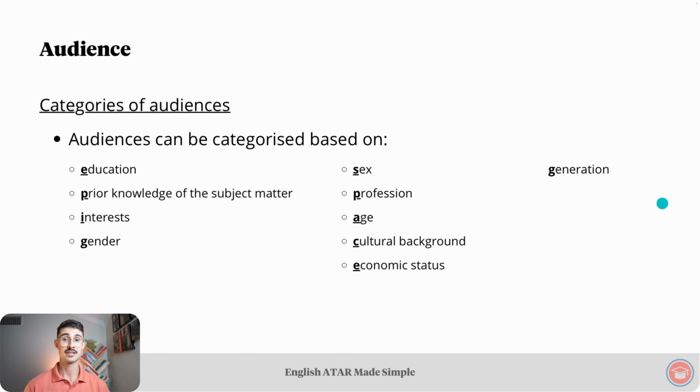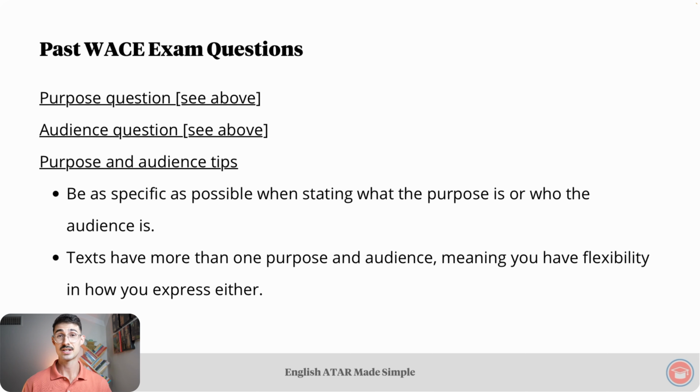Final main section of the lesson was looking at a few past WACE exam questions. We firstly looked at a purpose question, and then we looked at an audience question. The final part of this section of the lesson looked at some purpose and audience tips, of which there were 3. The first one, be as specific as possible when stating what the purpose is or who the audience is. The next one, texts have more than one purpose and audience, meaning you have flexibility in how you express either. Finally, beware the singular versus plural distinction. That is all the content for the lesson.